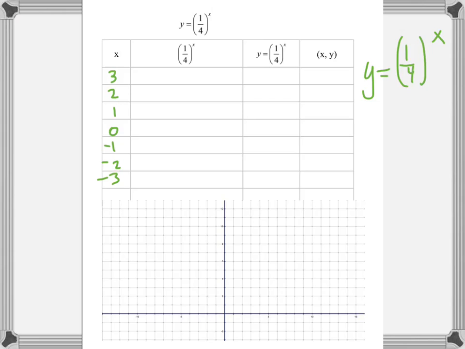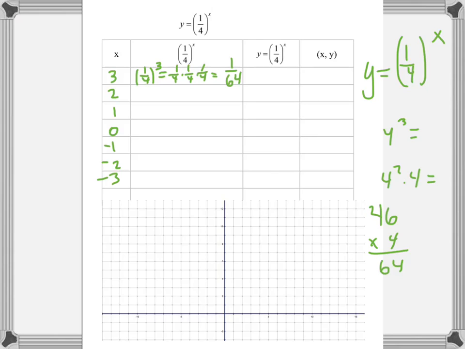So first of all, let's look at 1/4 to the 3rd power. Well, that's 1/4 times 1/4 times 1/4. Clearly the numerator is going to be 1. Now 4 to the 3rd power is 4 squared times 4. Well, 4 squared is 16. Multiply that by 4, and it's going to be 64, so it's 1/64. Pretty tiny here. So our coordinate is going to be (3, 1/64).